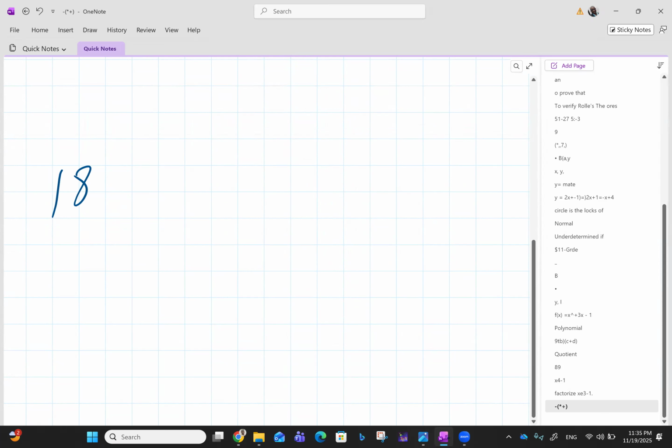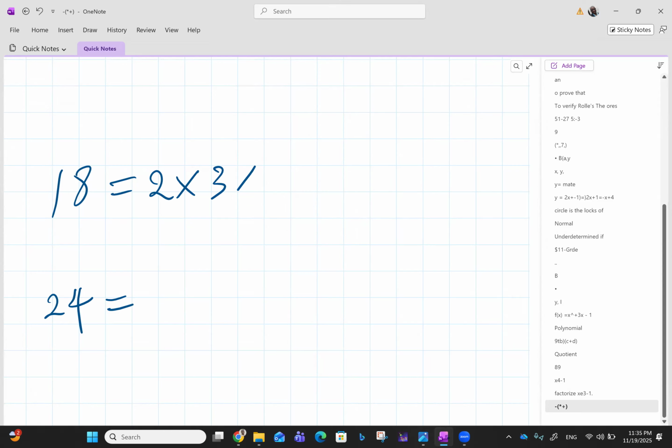You want to write both of them as a product of their prime number factors. So 18 is 2 times 9, for instance. 9 is 3 times 3. So 18 is 2 times 3 times 3. And then 24 is 2 times 2, we have 12 left. That's another 2. Then we have 6. That's 2 again times 3. So 24 is 2 times 2 times 2 times 3.